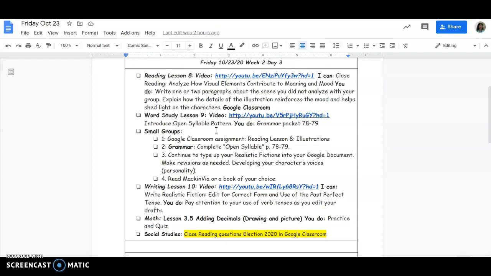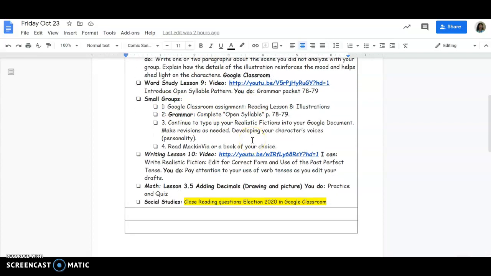Next one is introducing open syllable patterns. You did closed syllable last week, and now this one is open syllable. You will be working in your grammar packet, pages 78 and 79. So you'll have time to work on that during your small groups. You have a reading lesson as part of your Google Classroom assignment and the grammar.